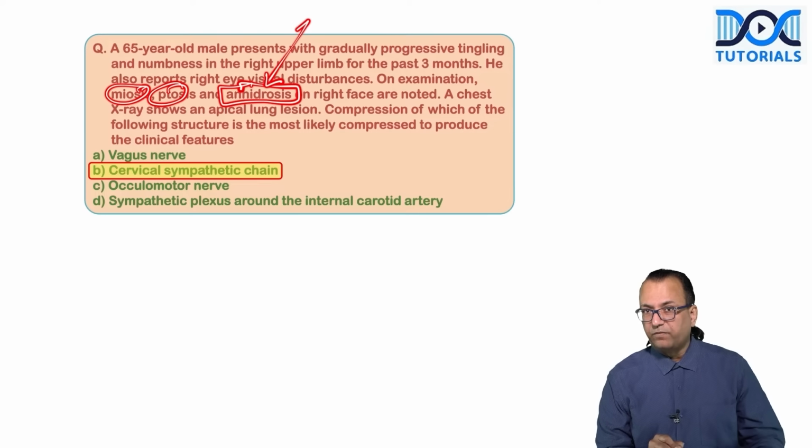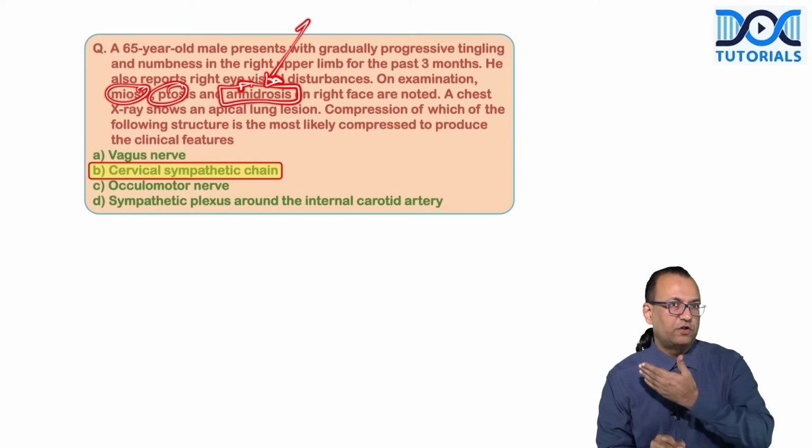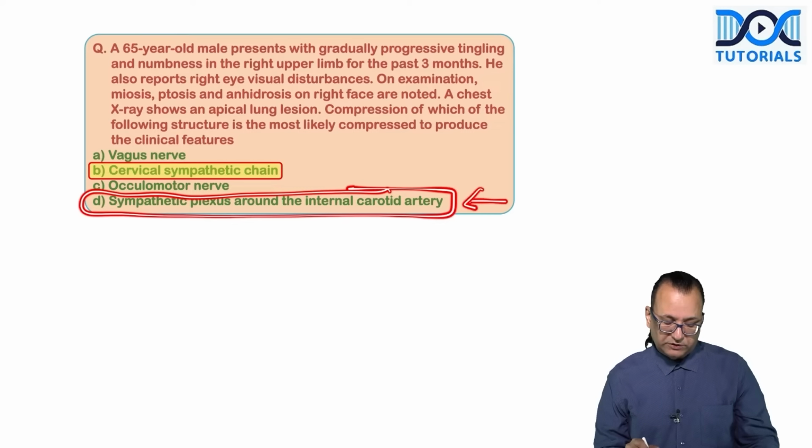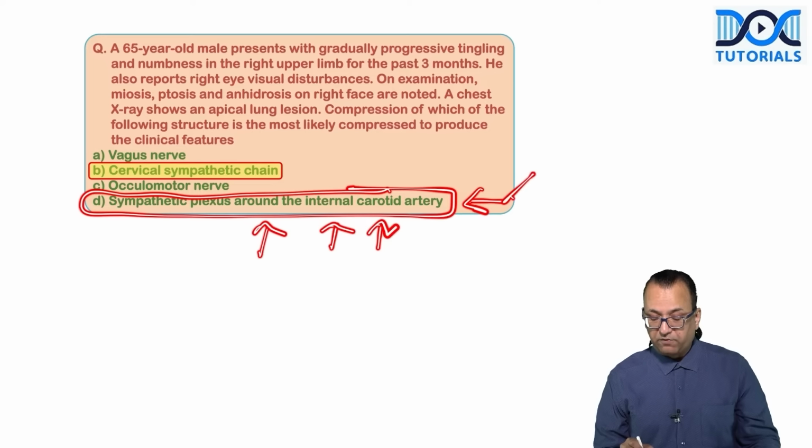Anhidrosis, if you find, then the lesion could be a first order neuron or second order neuron. It could be a third order neuron lesion also, but it cannot be this, because if there is damage to the sympathetic plexus around the internal carotid artery, this patient will have only ptosis and miosis. They will not have anhidrosis because the external carotid artery pathway is already spared. So that cannot be the answer.